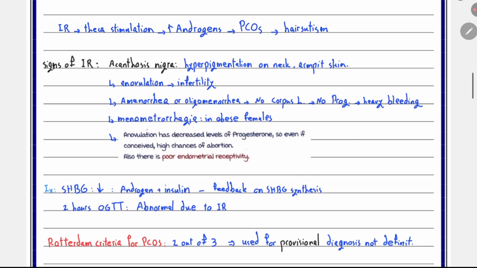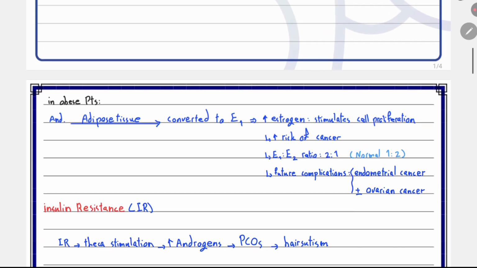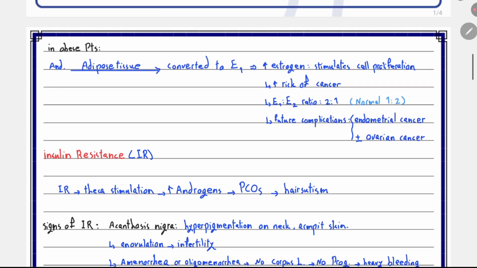Then, when the insulin is secreted into the bloodstream, again, it stimulates the theca cells to secrete androgens. And when we see high concentrations of androgens, as I told you before, it can lead to PCOS. And in fact, it's the same thing that happens in obese patients.